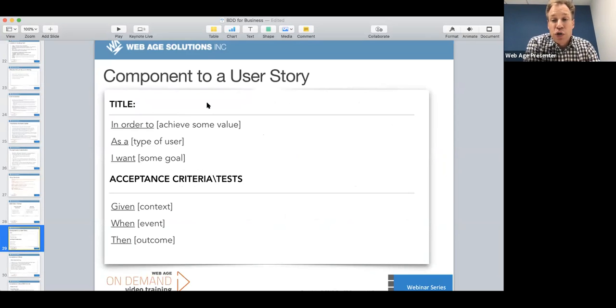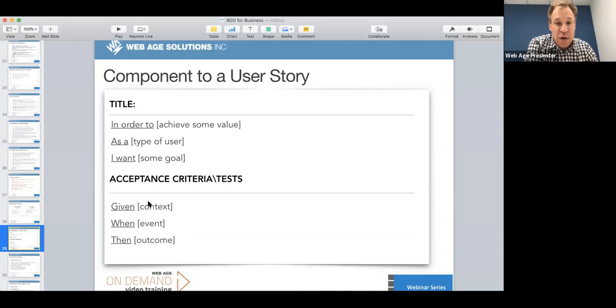Okay, so user stories generally are written in two components. There's the user story itself, which sometimes has a title, depending on which tool you use to track your user stories. And then in that would be the function: in order to, as a user, I want to do this, right? So this is the normal user story function.